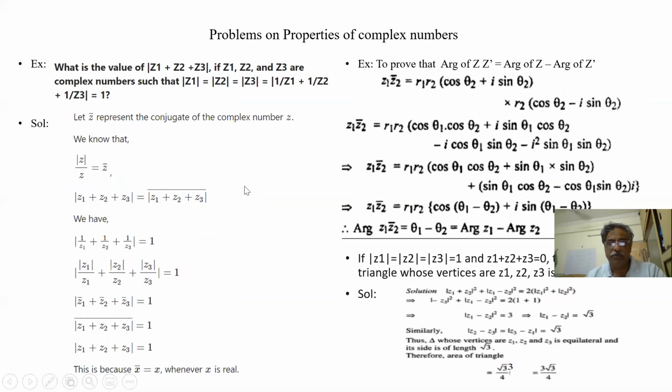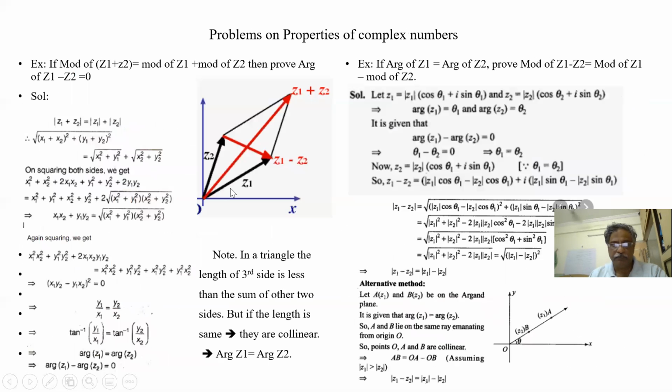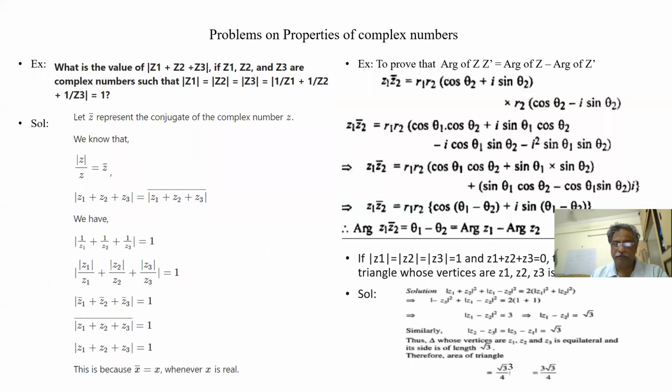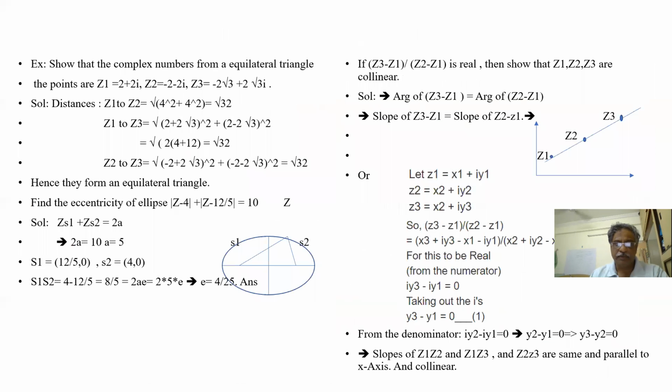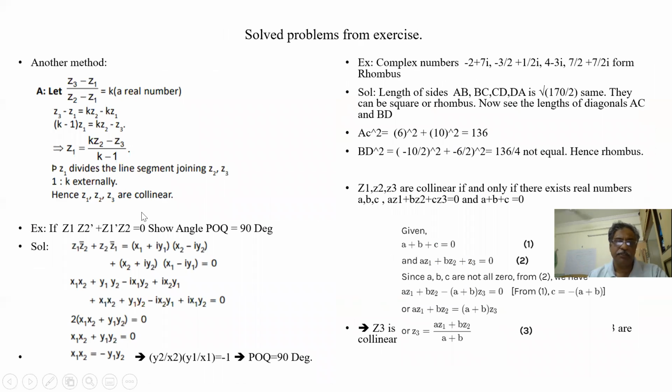If they are 90 degrees, we have seen the mod of Z1 plus Z2, the resultant, where the opposite side will come. Then they are 90 degrees. A square plus B square is equal to C square. So in a triangle, A square plus B square is equal to C square, unless it is 90 degrees only, it will not come. Otherwise, mod of Z1 plus mod of Z2 is more than the mod of the resultant. So there also the same condition comes. These are 90 degrees.